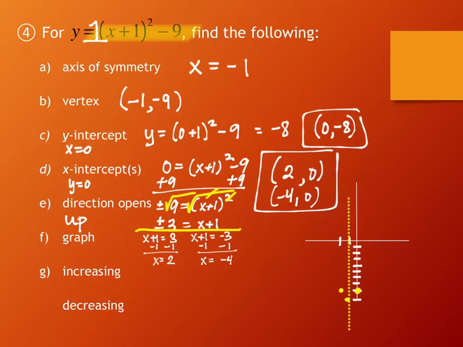Is that all right? We should be able to plot those now. So I've got 2, 0. And I've got negative 4, 0. And again, if you look at the symmetry, it should make sense. I should be spaced the same distance apart from the axis of symmetry. 1, 2, 3 to the right. 1, 2, 3 to the left. Right? That makes sense. There's got to be symmetry around that.